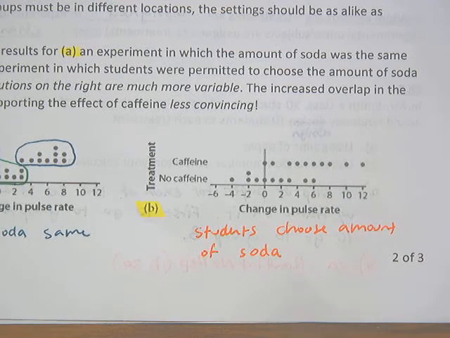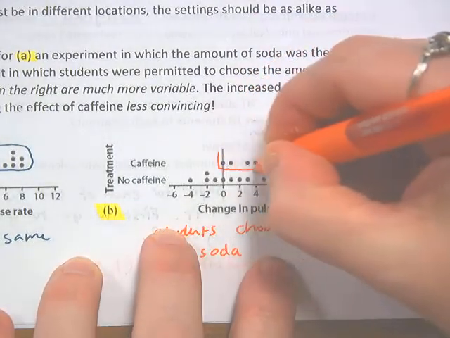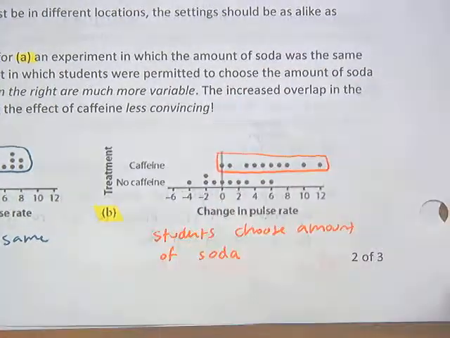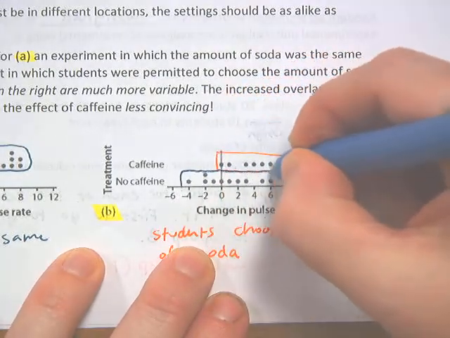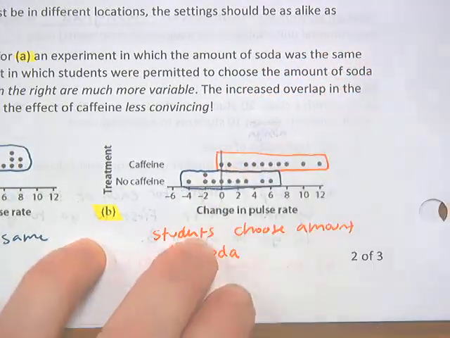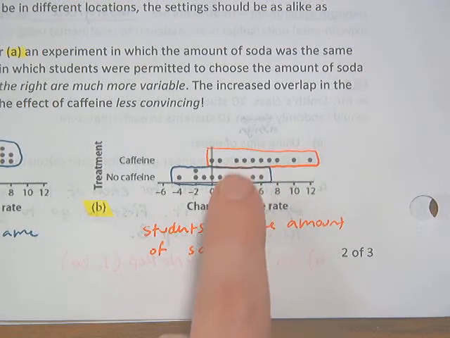Versus, look at this one. When students get to choose, all the caffeine people are spread out a lot. There's a lot of variability. And the no caffeine people are also really spread out, and there's a ton of overlap. So it's really hard to see if caffeine really did affect the pulse rate.